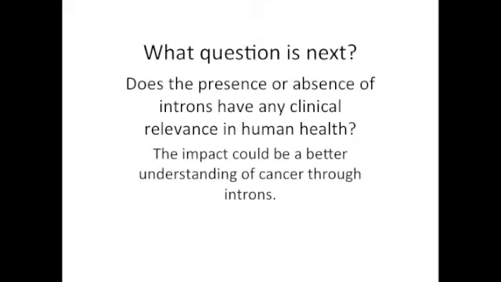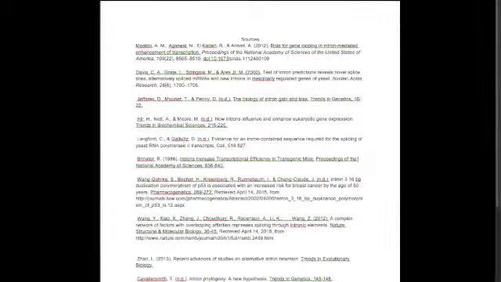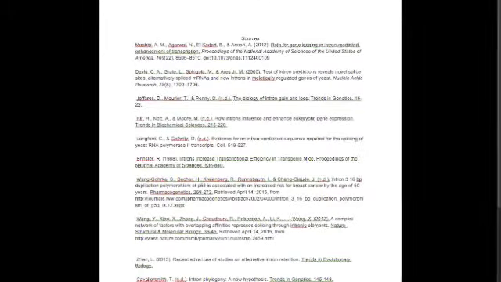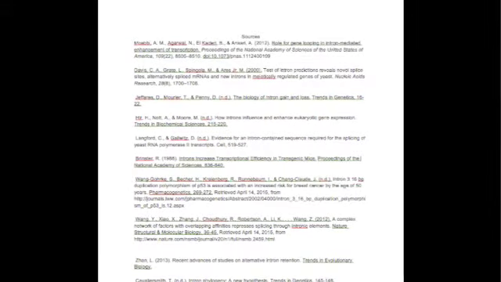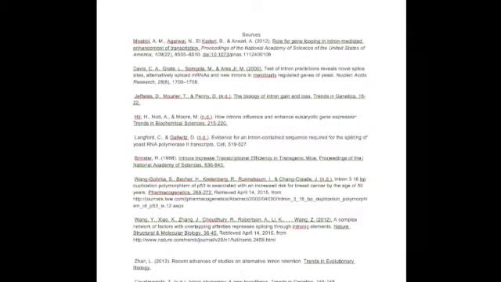What question is next? Introns have evolved from junk DNA to design DNA, DNA that may be critical for life. Much is still left to be learned about the significance of introns. Does the presence or absence of introns have any clinical relevance on human health? Learning the impact could lead to a better understanding of cancer through introns.